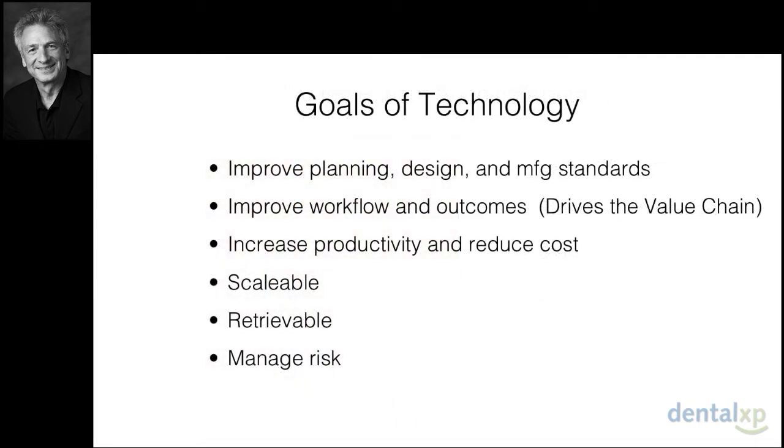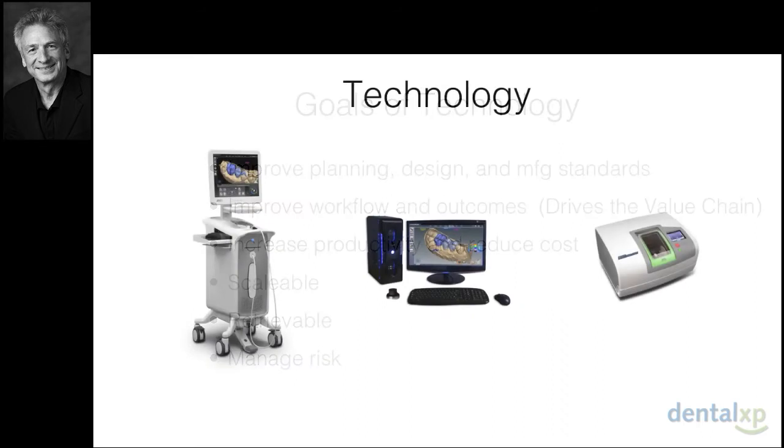So once again, those goals of technology: improve planning, design, manufacturing, improve workflow and outcomes, increase productivity, reduce costs, be scalable, retrievable, and manage risk. So I view technology today that we're all faced with this chain of events that occurs. Now I'm taking this digital aspect of it and focusing on this while there are other aspects of the value chain. But it comes in 3 different ways. One is that we acquire information, and that can be with a digital scanner or some kind of digitized information. We process it, we plan, and then there's manufacturing.